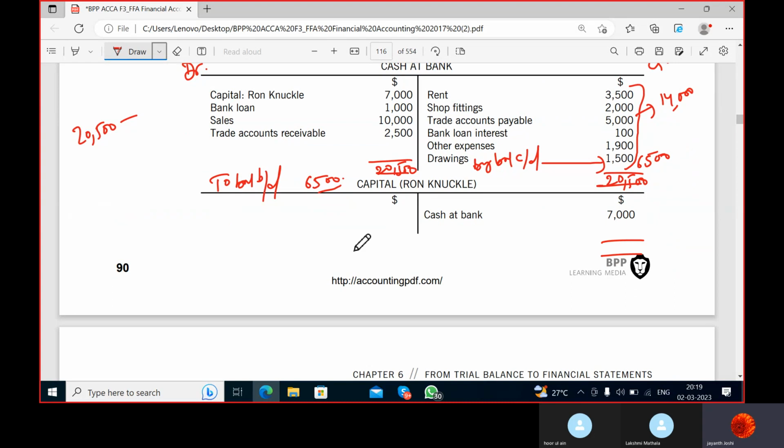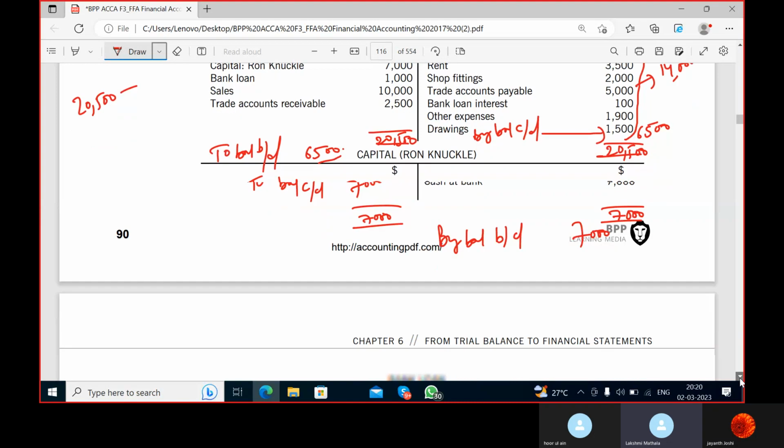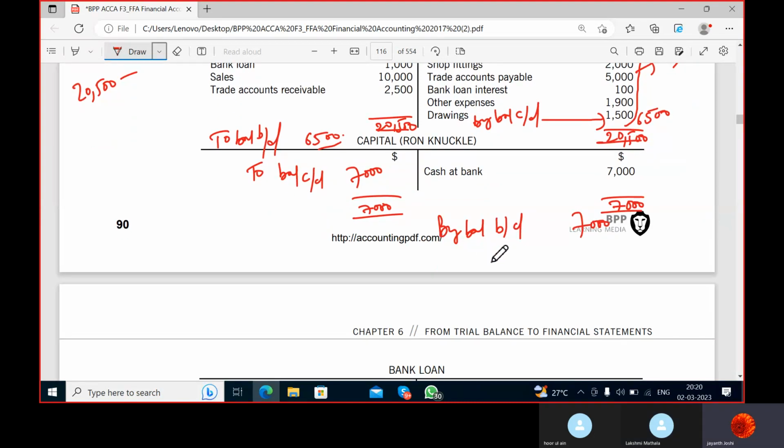So here again 7,000 and here nothing is there, correct? So we will write 7,000 on both sides. What is the difference here? 7,000. So we will carry the balance from here to balance carried down 7,000. Again we'll make it by balance brought down the next day, 7,000. Correct or wrong? Please tell me. Shall we move forward? Yes, sir. Just give more importance to the brought down balance. Okay.